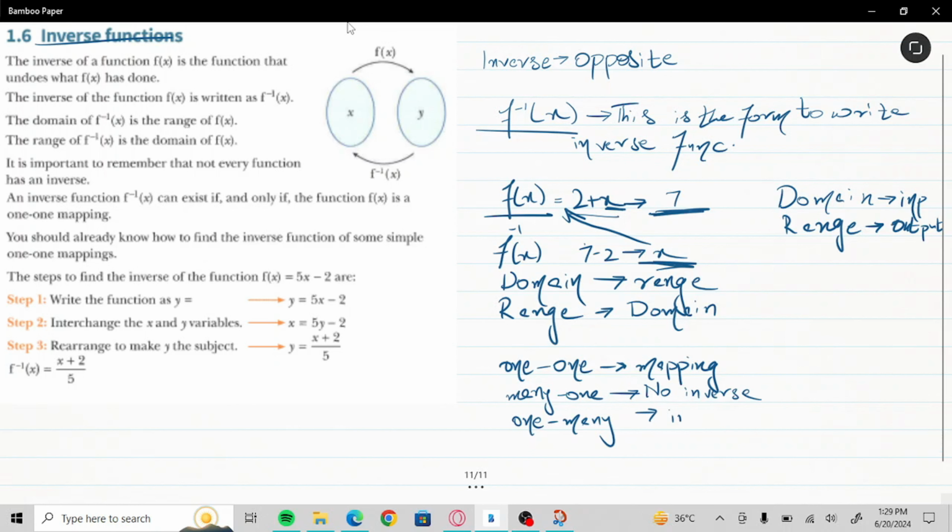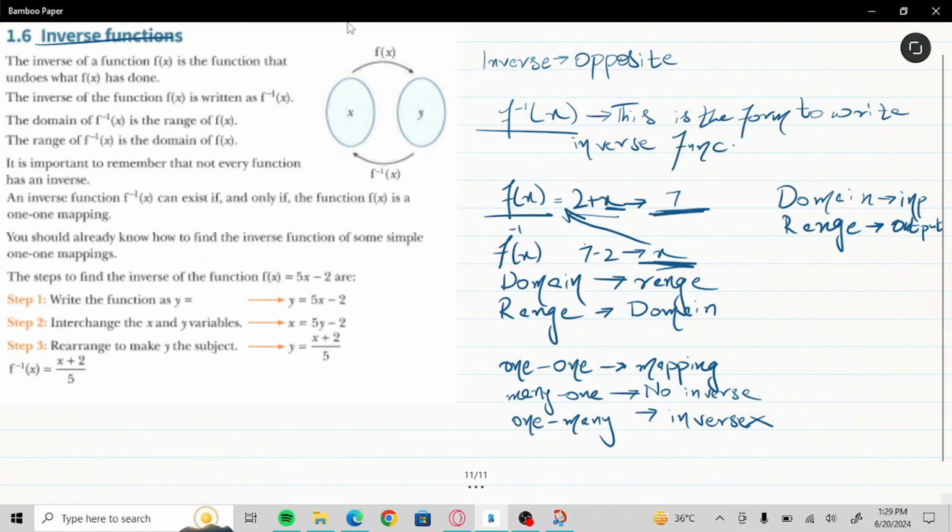Same for the one-many. That means if we input two values and get out one value from it, this function cannot have an inverse.